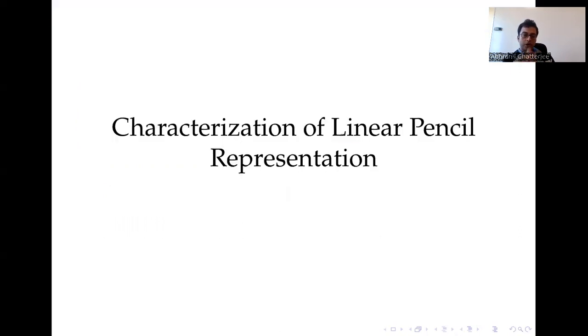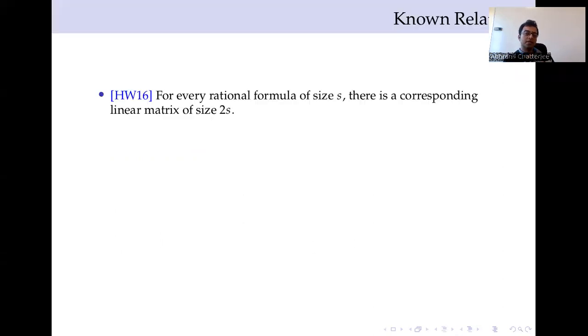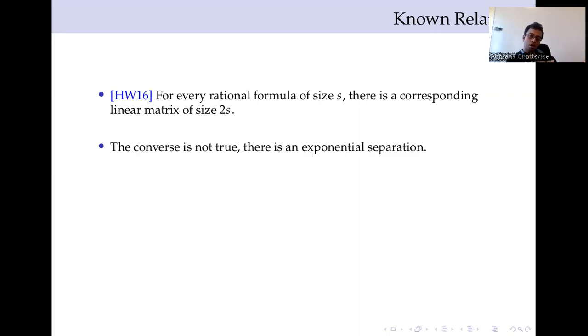Now let us move to our final result, characterization of linear pencil representation. As we have mentioned, for every rational formula of size S, Raz and Wigderson showed that there is a corresponding linear matrix of size 2S. What about the converse? Is it true that for every linear matrix, if you look at the inverse of it, each entry will have a small rational formula? Raz and Wigderson showed that it is not true.